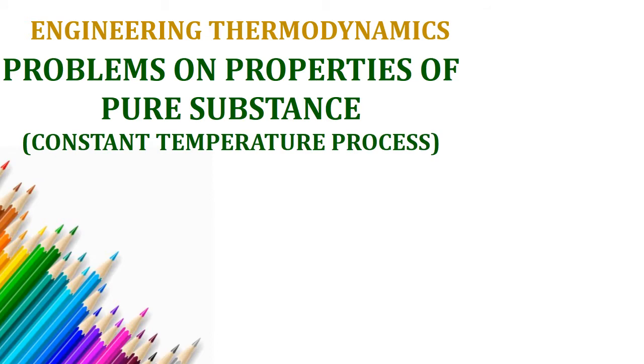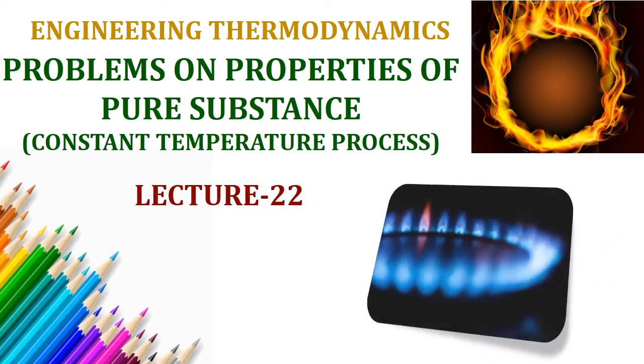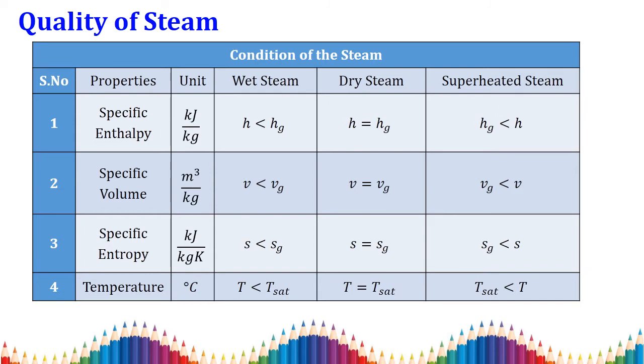In today's lecture we are going to solve a few more problems on constant temperature processes to find out the properties of pure substance. Before getting into the problem, we need to know the state of the steam, that is, the condition or quality of the steam, which we need to identify. We all know there are three different conditions: the first one is wet steam, the second one is dry steam, and the third one is superheated steam.